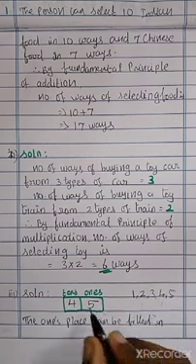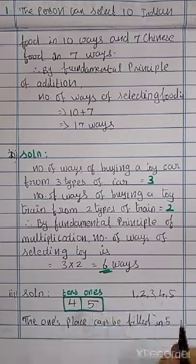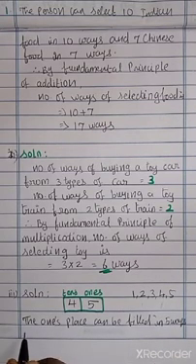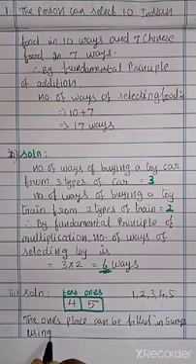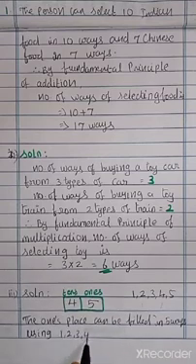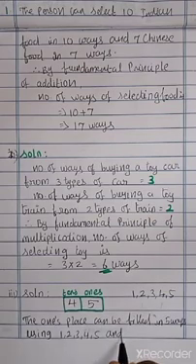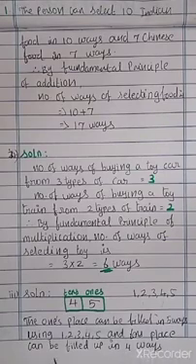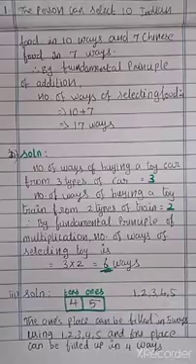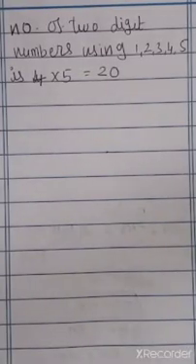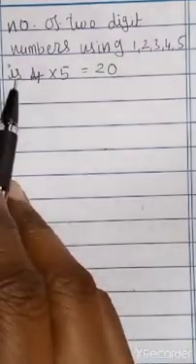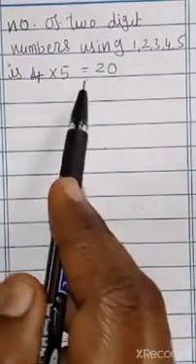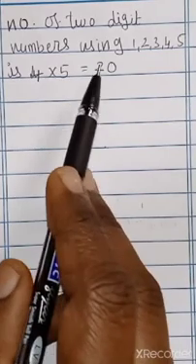Can be filled in 5 ways. This is not number, this is way. 5 ways. Using 5 ways, what are the numbers? Using 1, 2, 3, 4, 5. And 10th place can be filled up in 4 ways. Correct? So your final answer will be, number of 2-digit numbers using 1, 2, 3, 4, 5 is 4 into 5, which is equal to 20 ways.